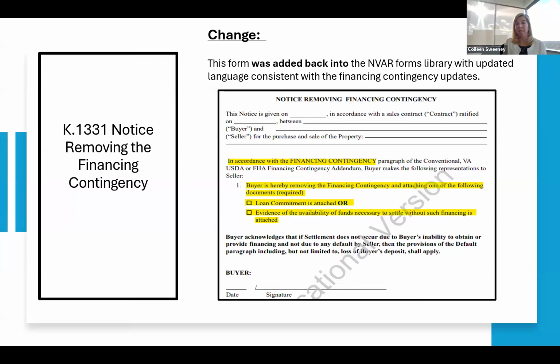Okay, this is the form. In accordance with the financing contingency paragraphs, as stated, the buyer is hereby removing the financing contingency and attaching one of the following documents. All right, the loan commitment or evidence of the availability of funds necessary to settle without such financing is attached. Okay, keep in mind now you have to use this form. It's back in the forms library, and so it's available to you.